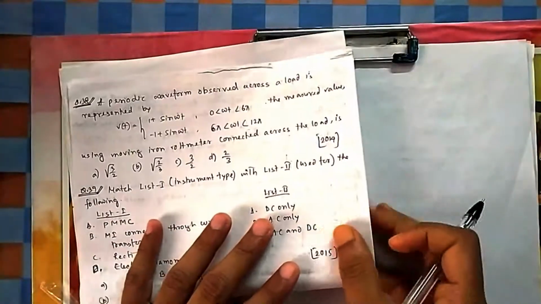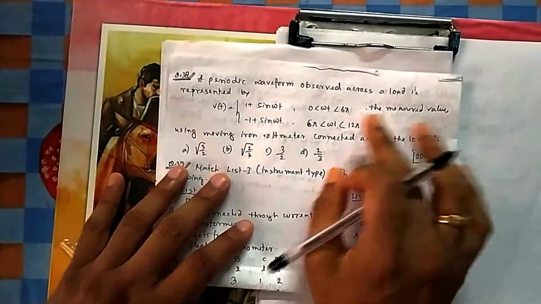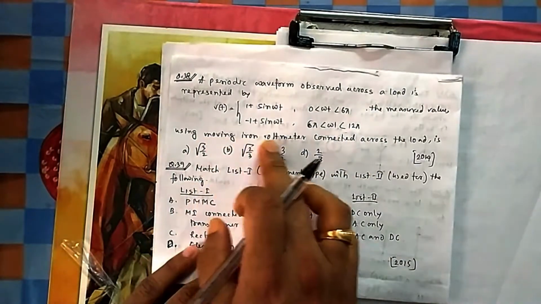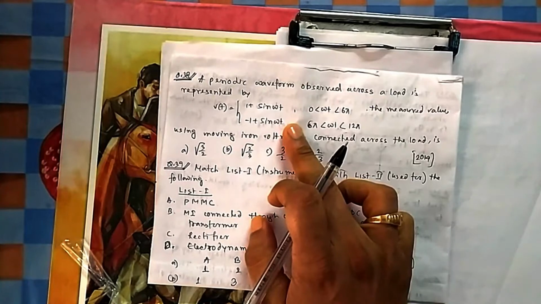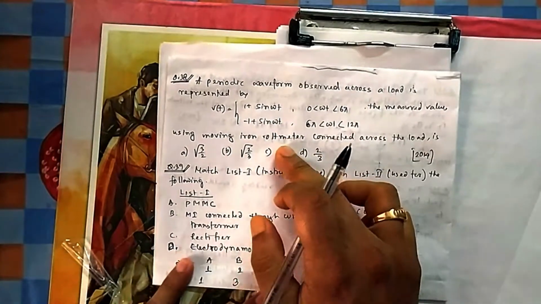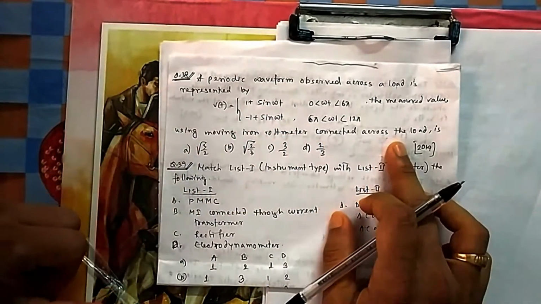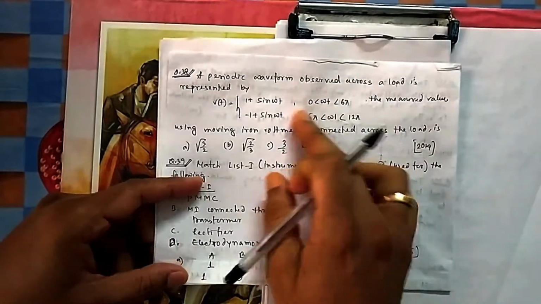Okay, now if you come to question number 38, a periodic waveform observed across a load is represented by this. The measured value using a moving iron voltmeter. If you apply a moving iron voltmeter, it will take the RMS value because this is alternating, so it is measuring alternating. That means it is measuring RMS value. So across the load is how much? You have to take the RMS value of this one.